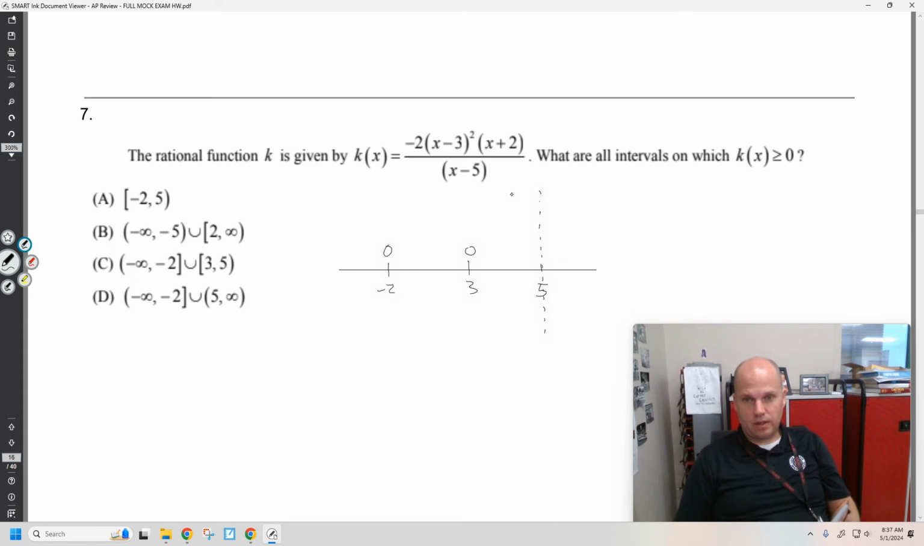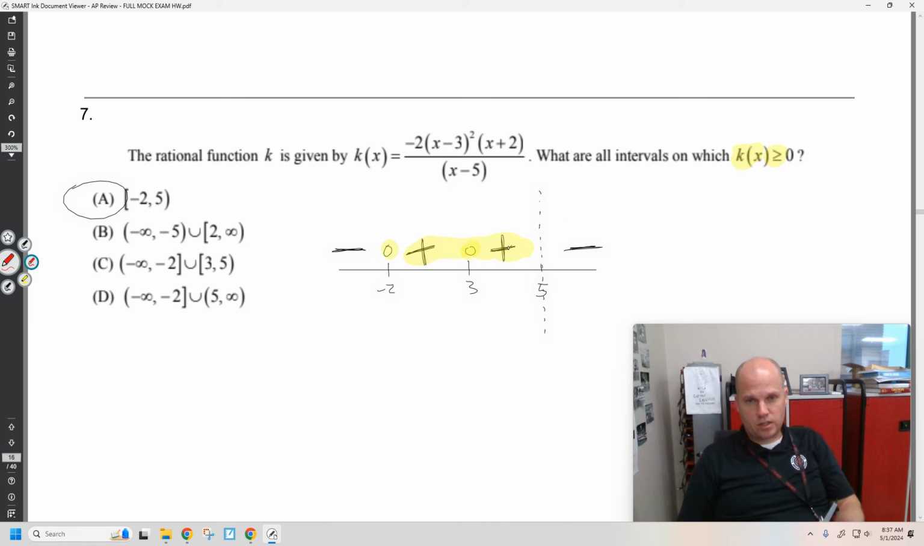If I plugged in something like 10, I'd have a negative, positive, positive, positive. So we'd have a negative. I would change signs at 5. I would not change signs at 3, bounce off of 3. But I would change signs at negative 2. We want greater than or equal to 0, so that will include 3, go to 5, not include 5. That's that.